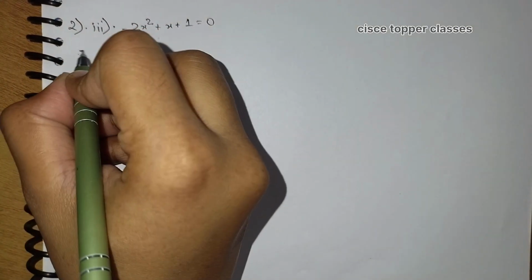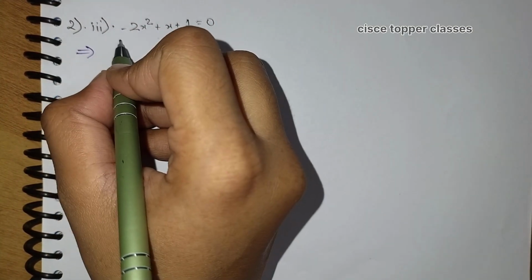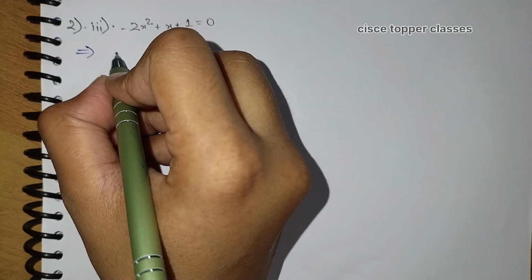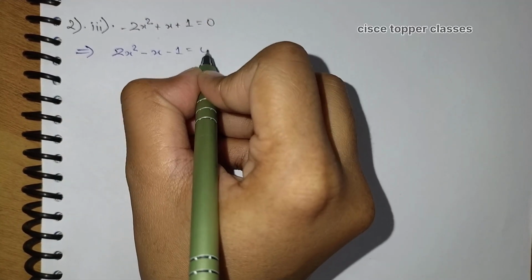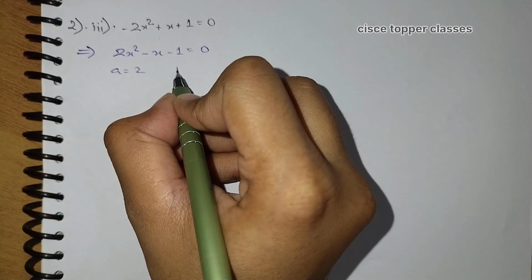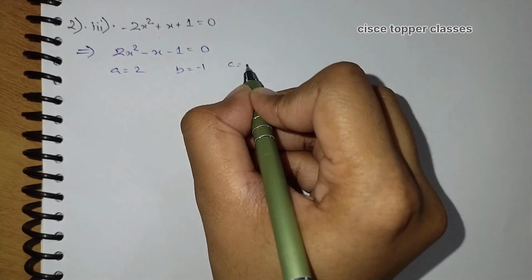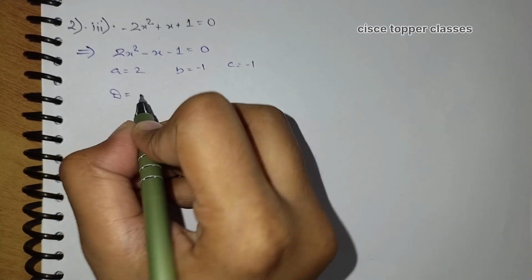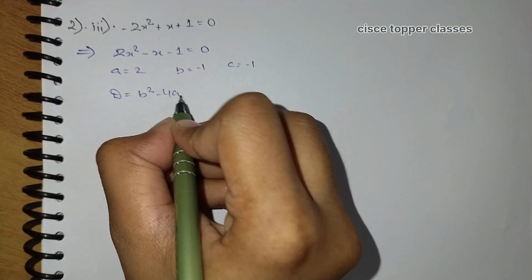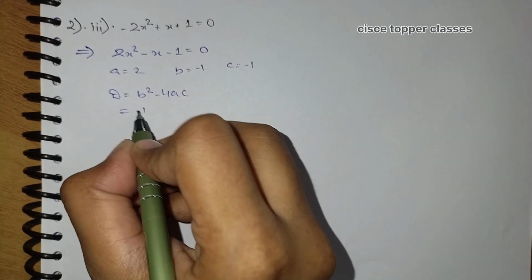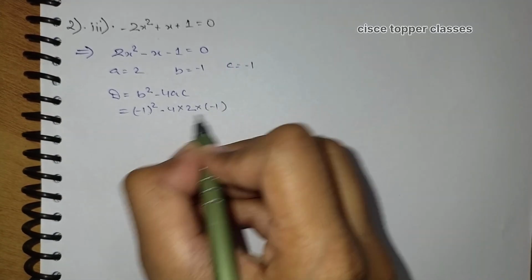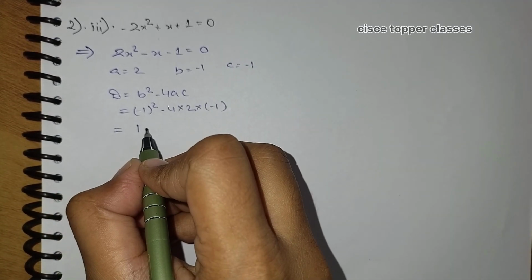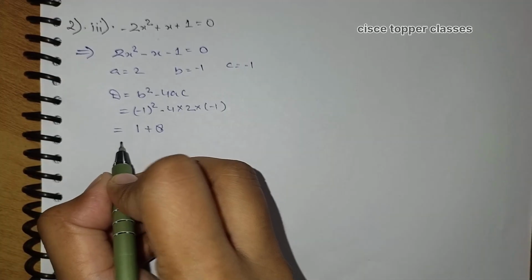Let us solve question number 2, third part. If we multiply this whole equation by negative, it will become 2x² − x − 1 = 0, where a is 2, b is −1, c is −1. So the discriminant will become b² − 4ac, which is (−1)² − 4 × 2 × (−1) = 1 + 8, that is 9.